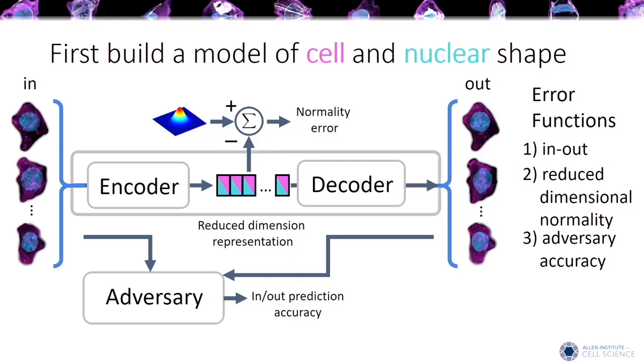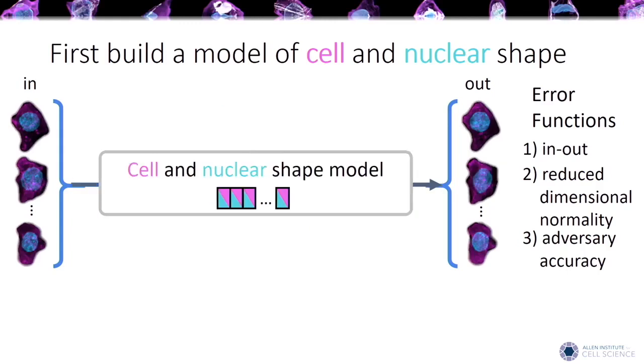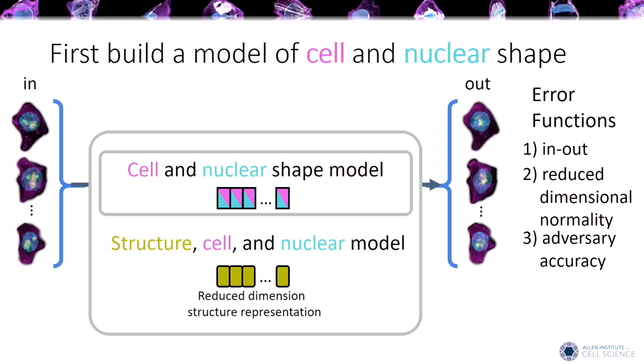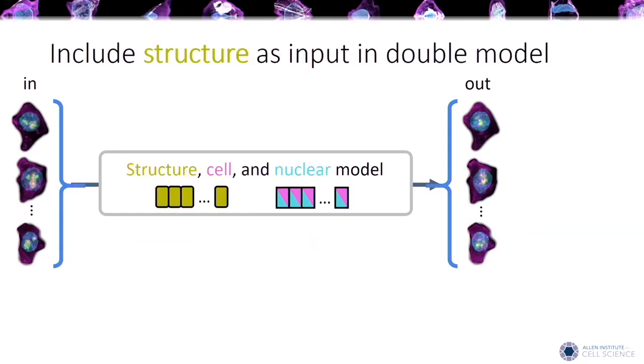So I'm going to take this part of the model and say, this is our model of cell and nuclear shape. We've got a way to encode them and then decode them. Let's use that and put it into a model of cell, nuclear shape, and structure. That gives us a combined model of cell, nuclear shape, and structure. Same training procedure as before.